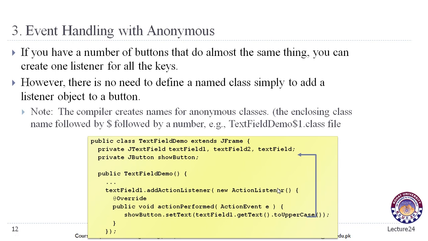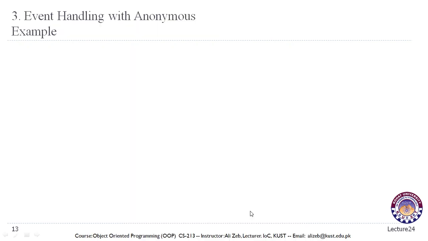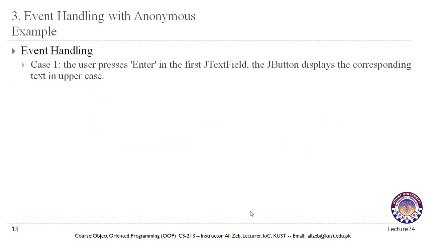An anonymous class, as we can see, is used without declaration. It has no name. For example, we have a situation where the user presses enter in the first JTextField, and the button displays the corresponding text in uppercase. We saw an example of this in our previous slide.